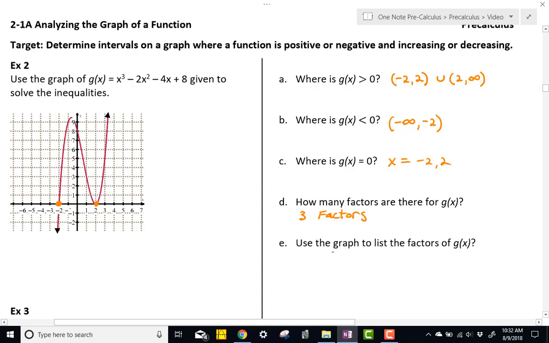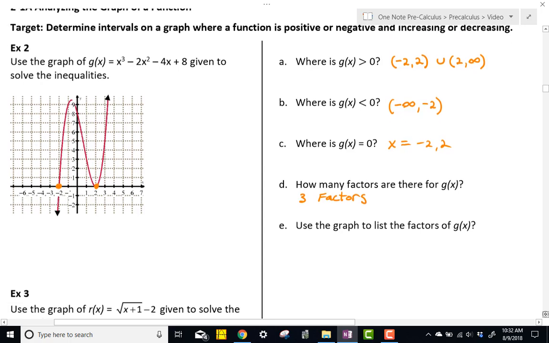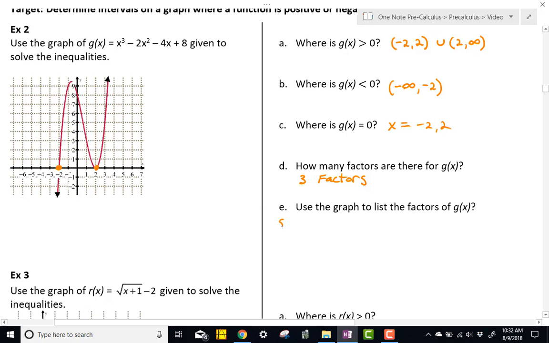Then it says use the graph to list the factors. If I have a solution at x equals -2, that implies that I have a factor of x plus 2. And if I have a solution at x equals +2, that implies that I have a factor of x minus 2. And there are actually 2 factors.